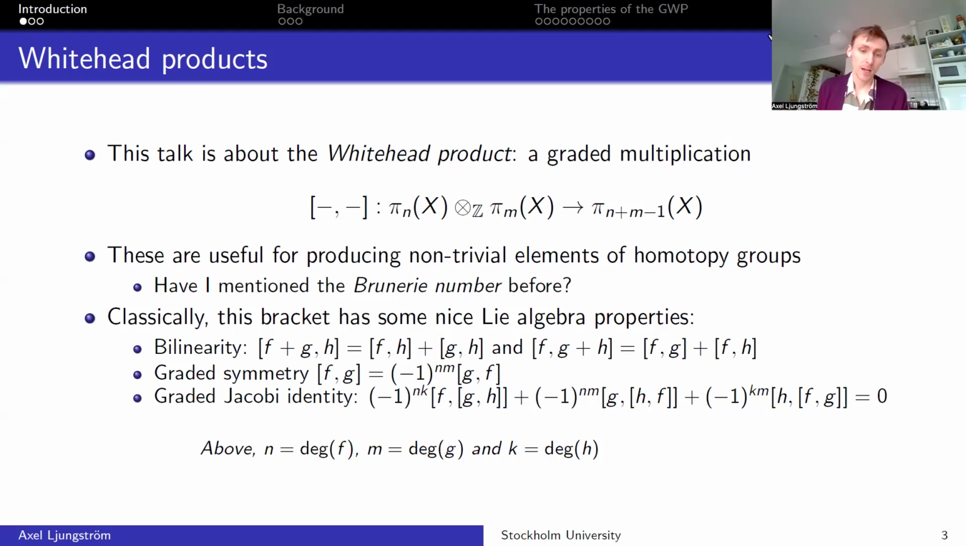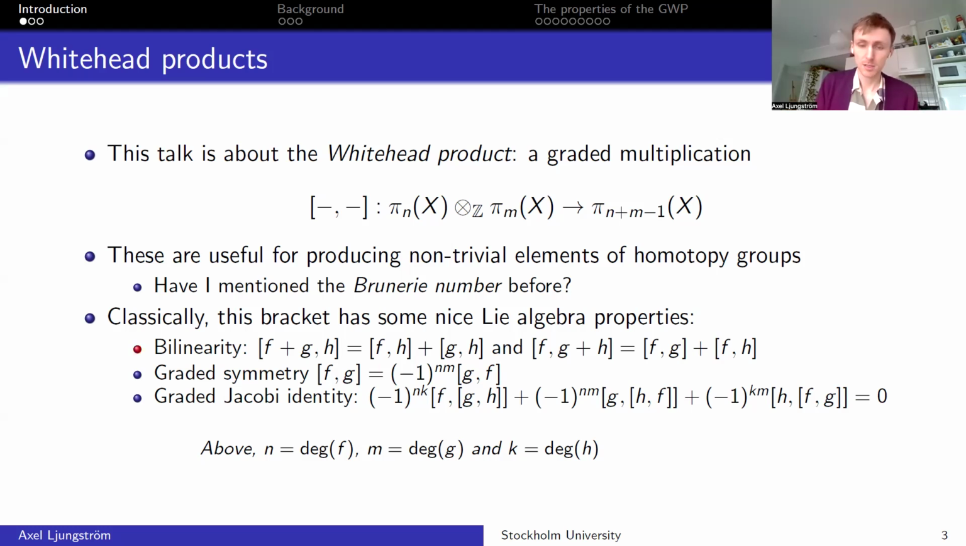Classically, these satisfy a bunch of nice properties that I'll return to, so you don't have to read this super carefully now, but they are bilinear. They satisfy this graded symmetry: f multiplied with g is the same as g multiplied with f, up to this annoying sign. And you have this Jacobi identity, which is basically your usual Jacobi identity, but up to a bunch of signs again. Okay, so this talk is about Whitehead products and in particular these properties.